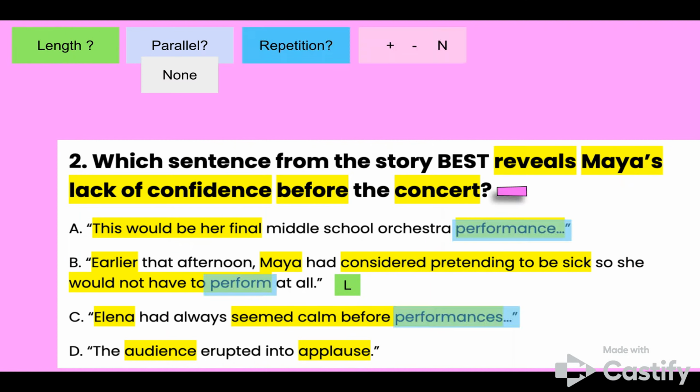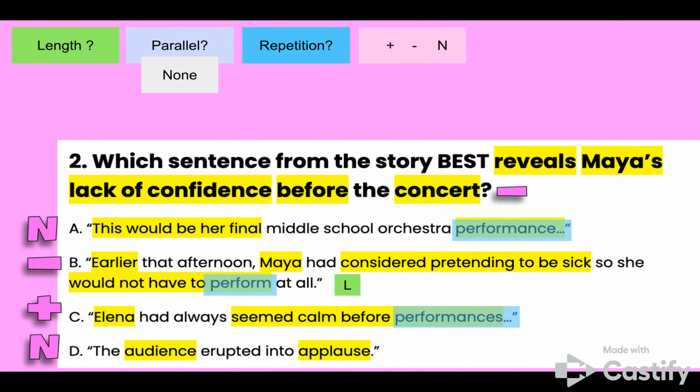Then we go positive, negative, neutral. Lack of confidence is a negative. We have a neutral. Now, if anything's factual, that's neutral, right? We can't feel if it's a positive or a negative. B, negative. C, positive. D, neutral.